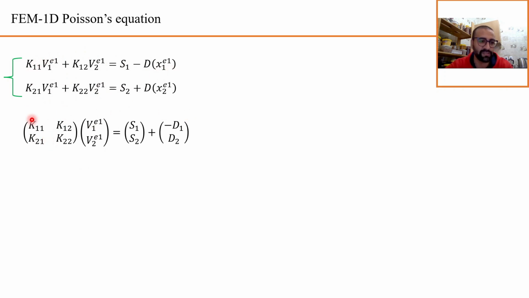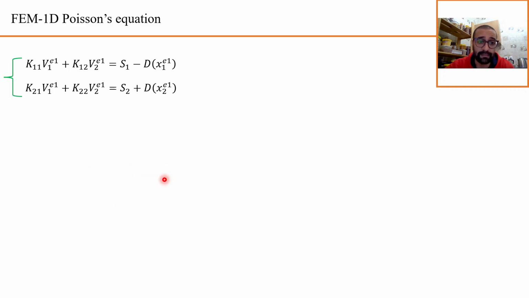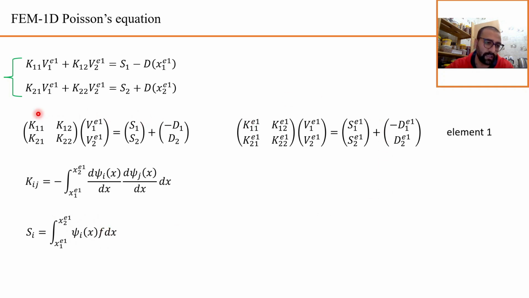In matrix form, it can simply be written as a 2 by 2 matrix times a 2 by 1 matrix equal to another matrix that is 2 by 1. And what are kij, the elements of this matrix? This is minus the integral from the lower node of element 1, x1, up to the upper node x2, of dpsi i/dx times dpsi j/dx dx. And si is the integral again from x1 up to x2 of psi i times f dx. And so we have such a matrix form of the system of equations for element number 1.